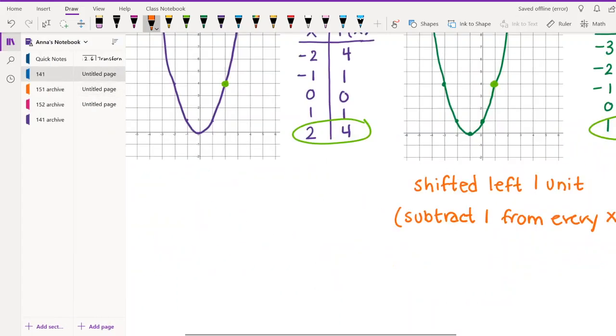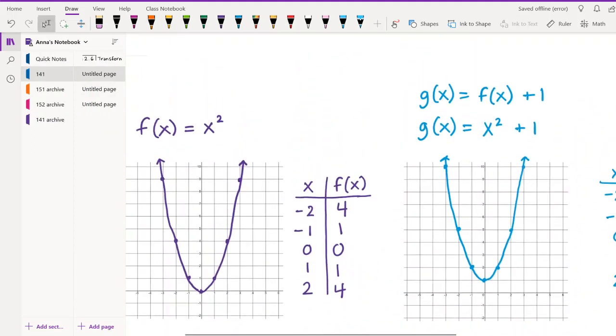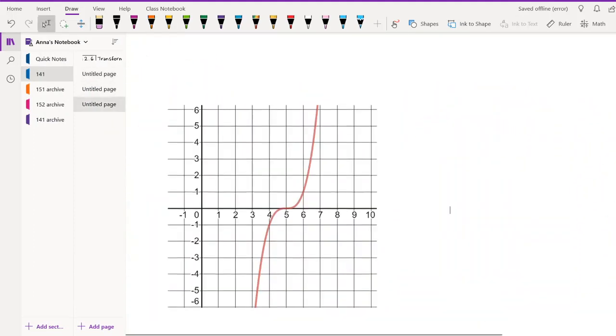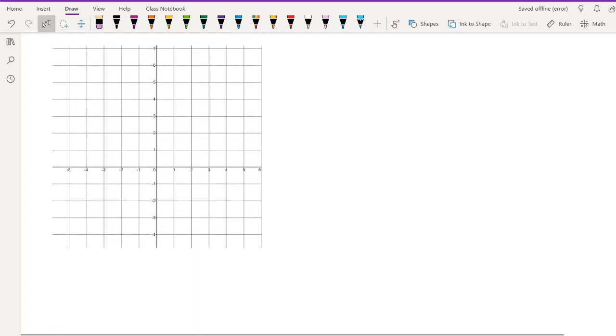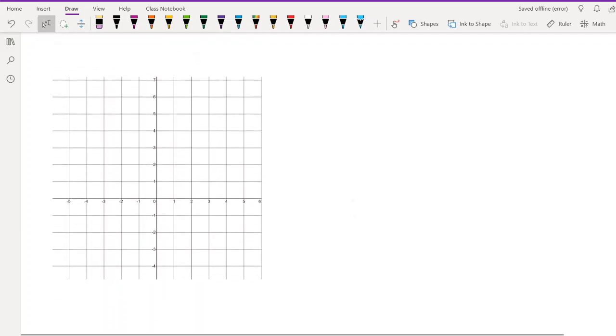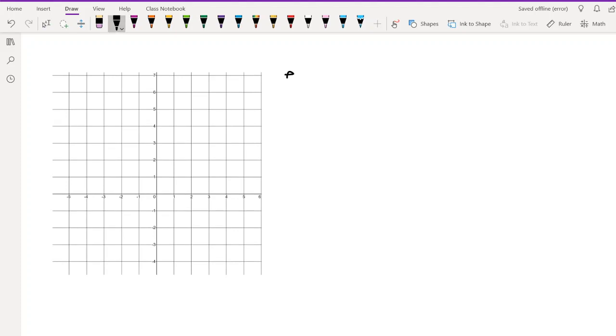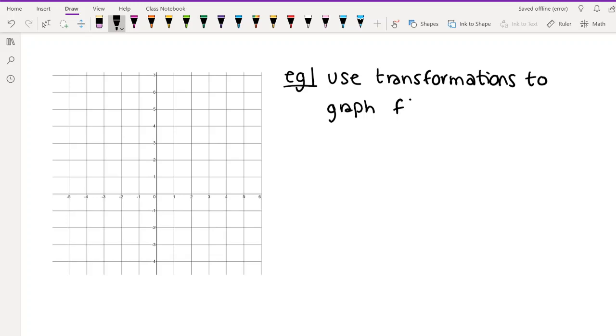Okay, so like I said, these examples were really here for us to understand why transformations work the way they do. These next examples, we're actually going to apply the transformation rules without making any tables. The first example we're going to do is use transformations to graph f of x, or actually let me call it g of x, is equal to the absolute value of x, minus 3.